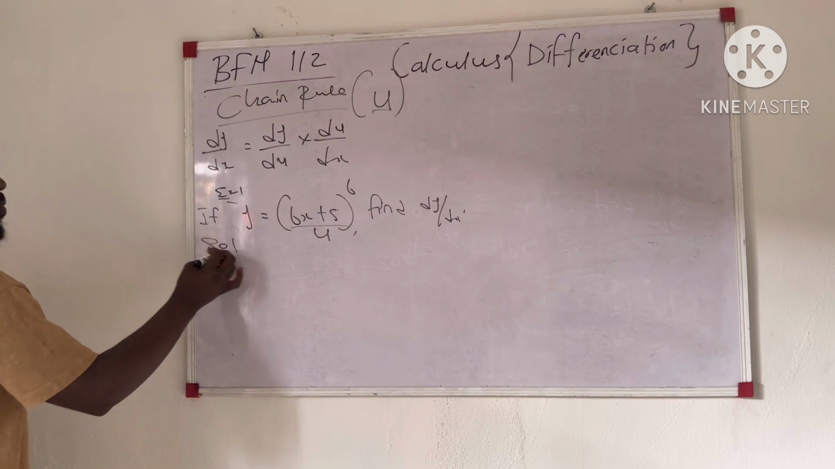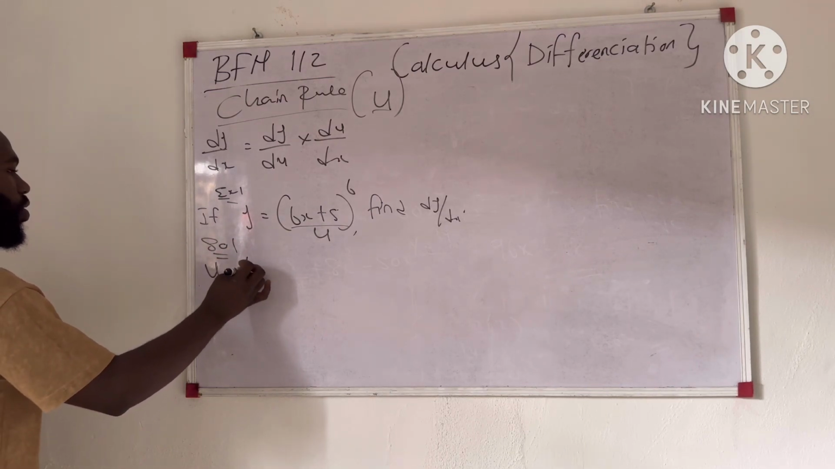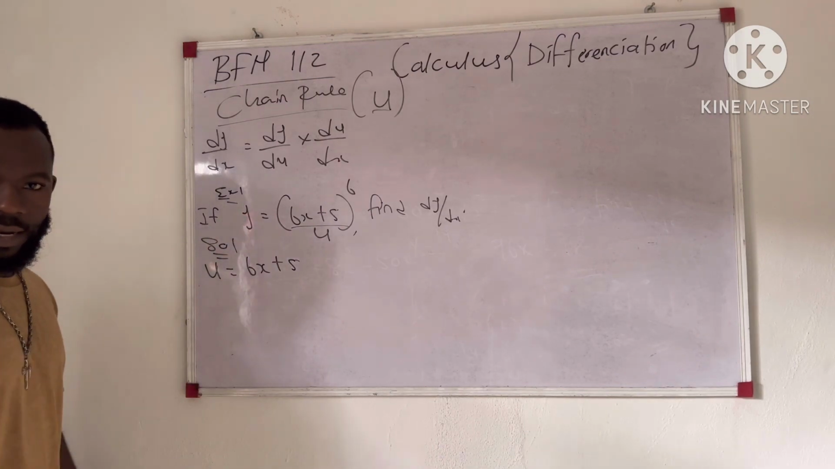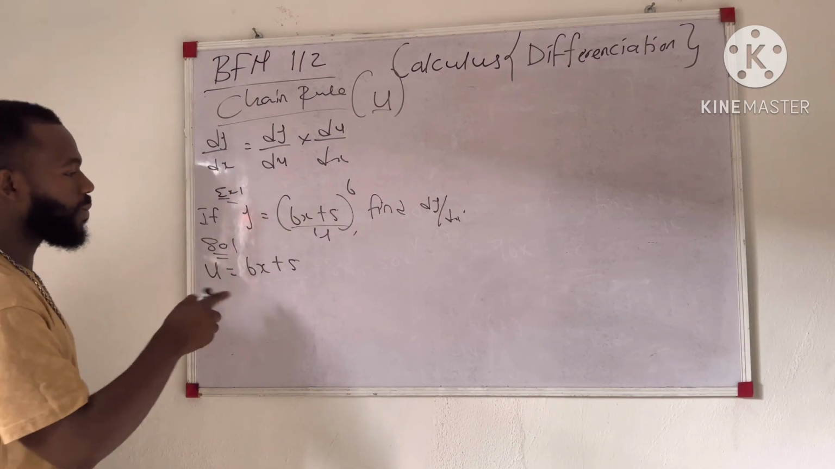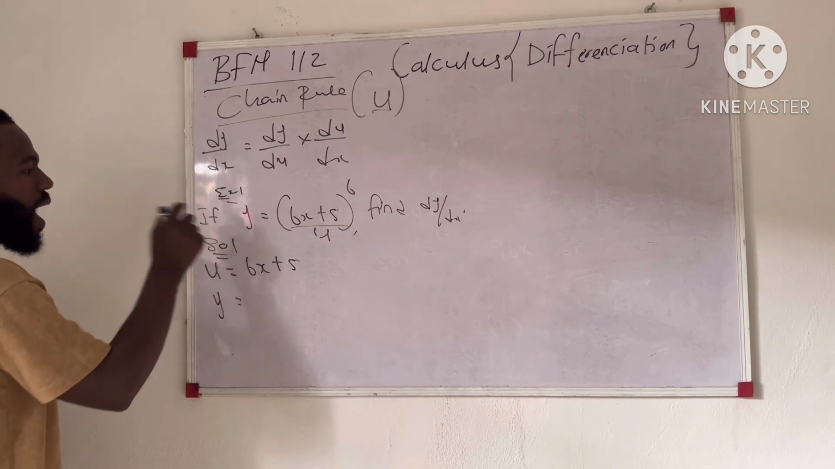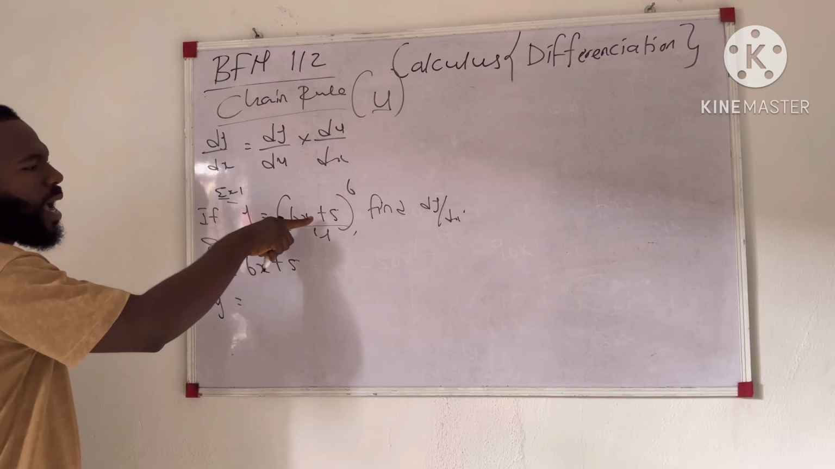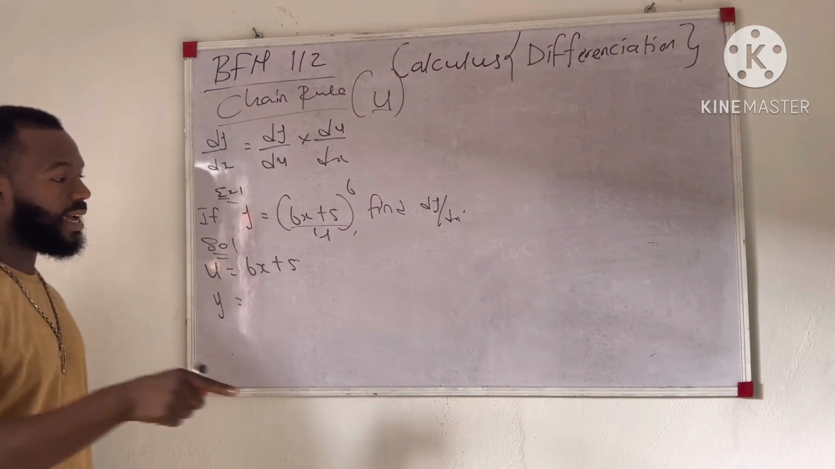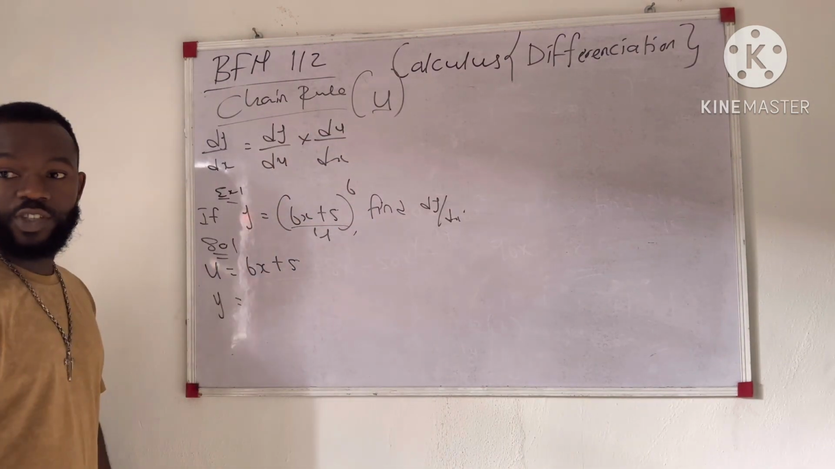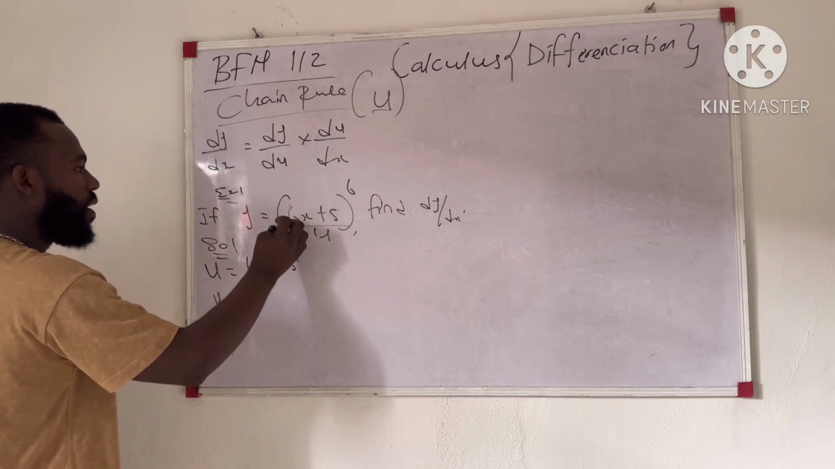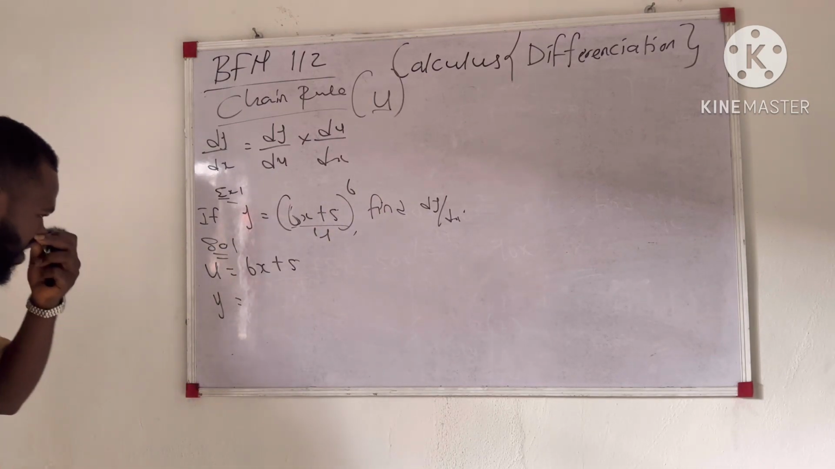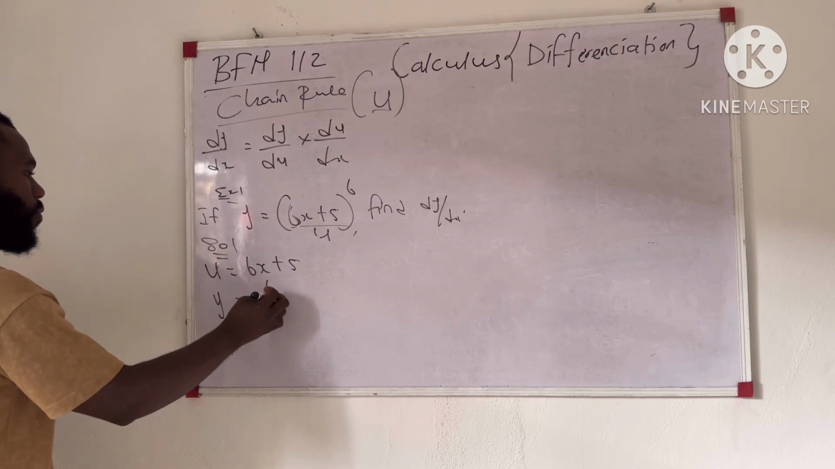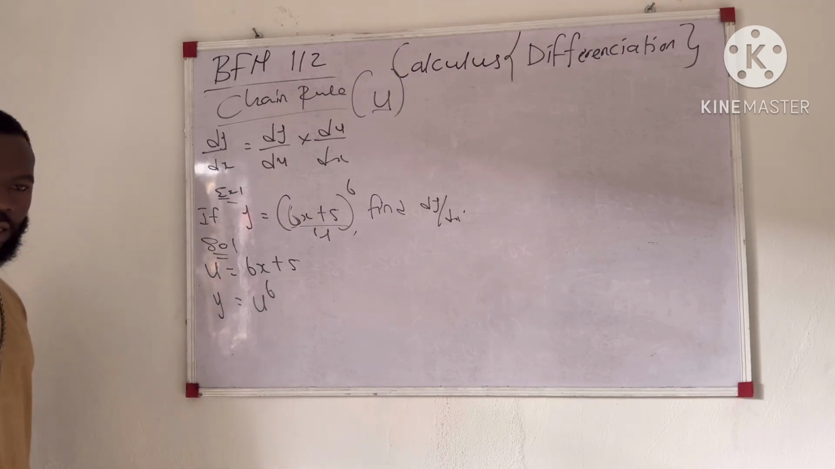Solution. U is equal to 6x plus 5. Now, if u is equal to 6x plus 5, what is now y? Y now will no longer be 6x plus 5 raised to the power of 6. Rather, y will now be u raised to the power of 6, because 6x plus 5 now is what? U. So here becomes u raised to the power of 6. Simple. Are you with me?